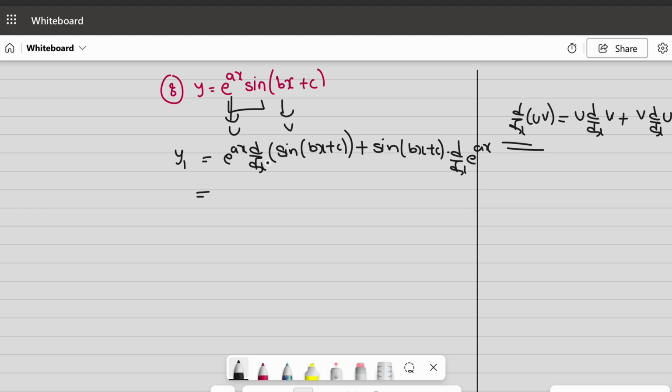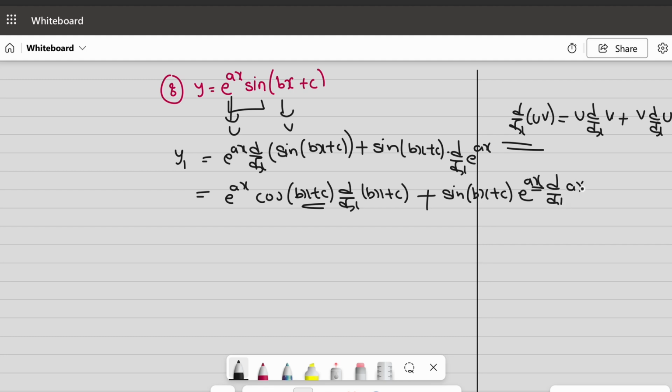Now we already know that the derivative of sin x is cos x, that is e power ax into cos of bx plus c. But we know that this is not in the x form, so we have to derive again, that is d by dx of bx plus c. And then similarly, sin of bx plus c into the derivative of e power ax, that is e power ax itself. But it is not in the x form, so we have to derive again as before.